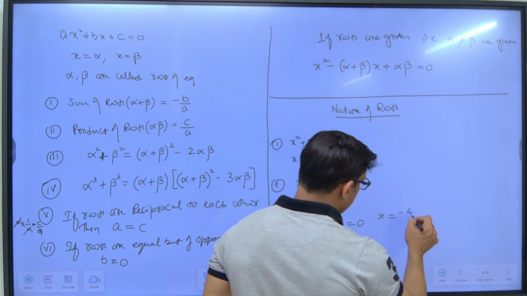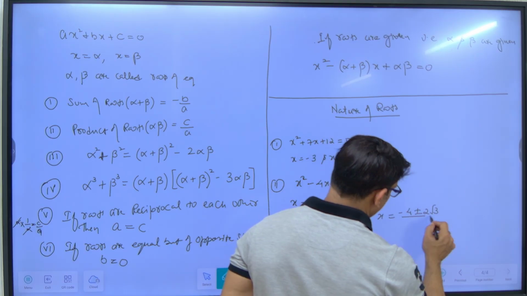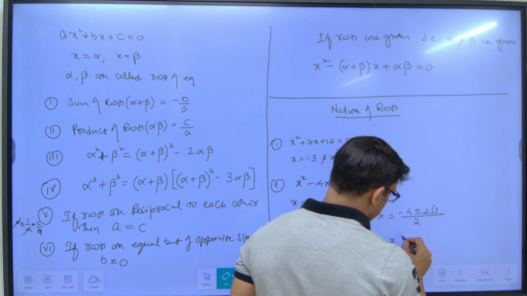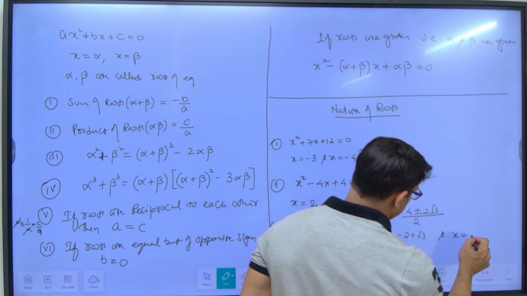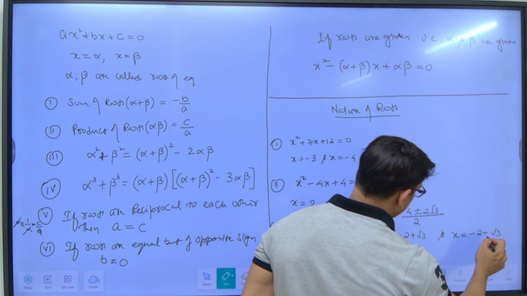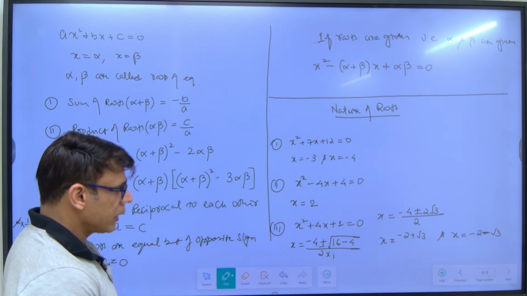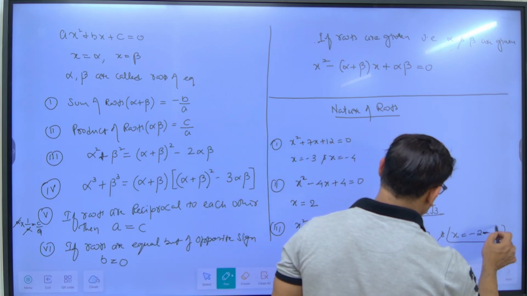So minus 4 plus minus 2 root 3 upon 2, and two values of x will be, so you take 2 common, so this will be what? Minus 2 plus root 3, and another value of x is minus 2 minus root 3, right? So here we get two values of x, one is this, one is this.